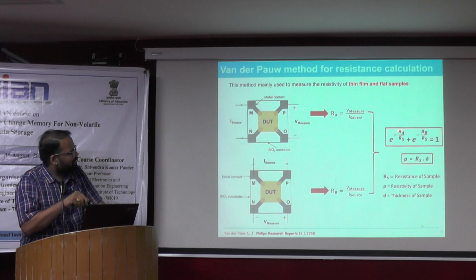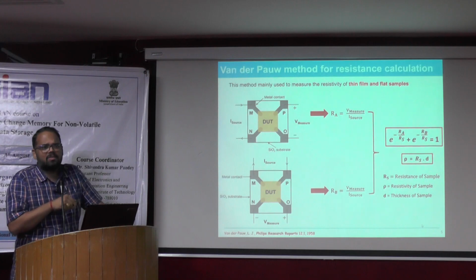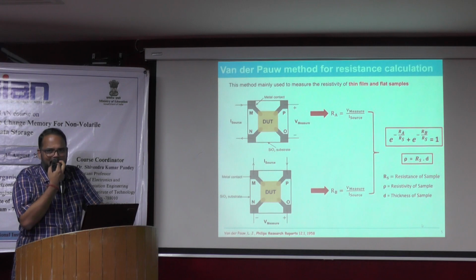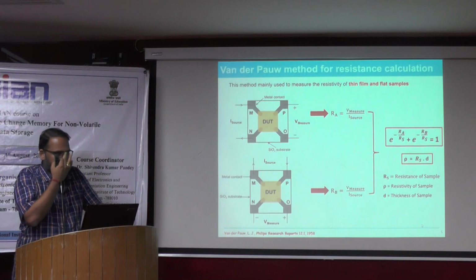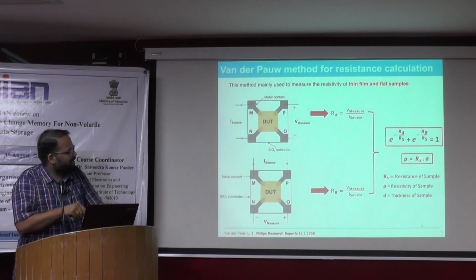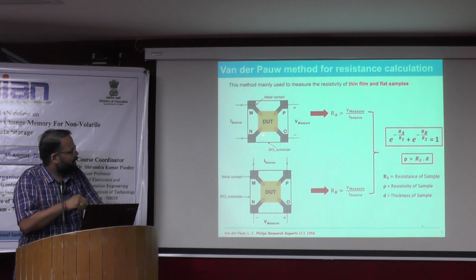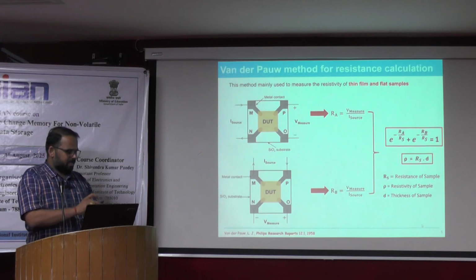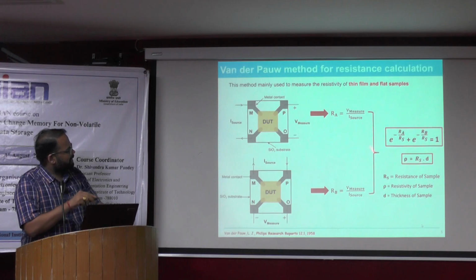And you can solve this equation using some mathematical tool. If you are able to identify R_A and R_B, you can directly solve this equation for R_S using MATLAB. You can even solve it mathematically. And if you have the thickness of this material, then you can identify the resistivity of this material. So it's a method by which we can see the resistance.